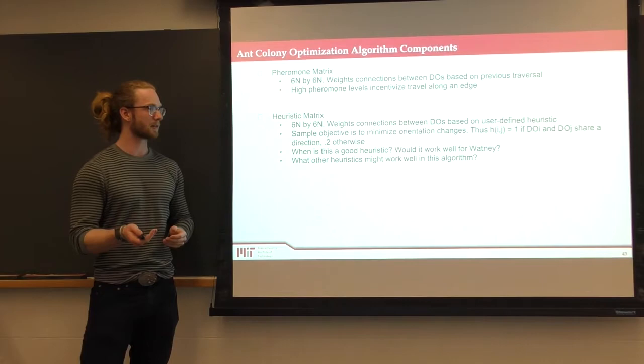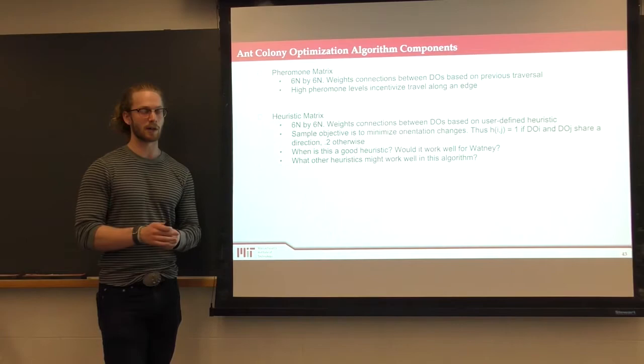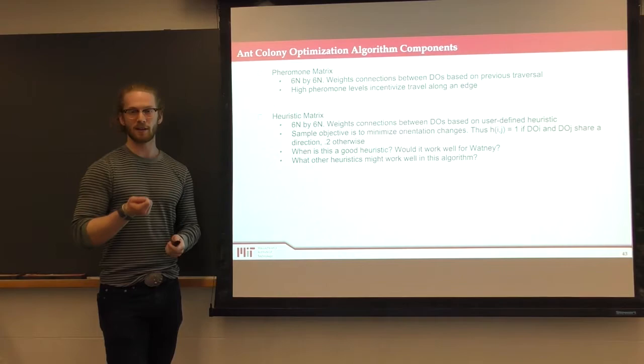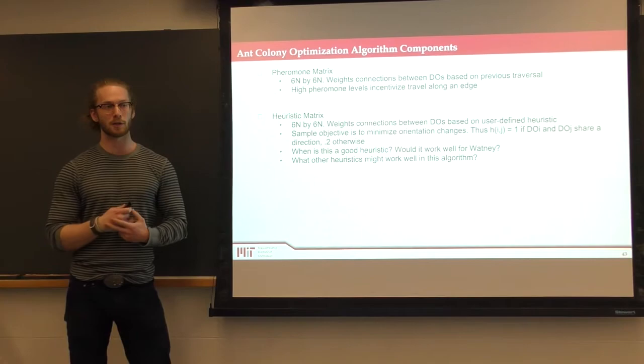So our goal in our sample problem and our implementation is to minimize the number of orientation changes when we're disassembling a product. So if you're removing something in the Z direction, you want to keep removing as many things as possible in the Z direction without changing around. So we set the heuristic between two DOs as one if they share a direction and 0.2 otherwise. Can anyone tell me when this might be a good heuristic and if it would work well for Mark Watney?